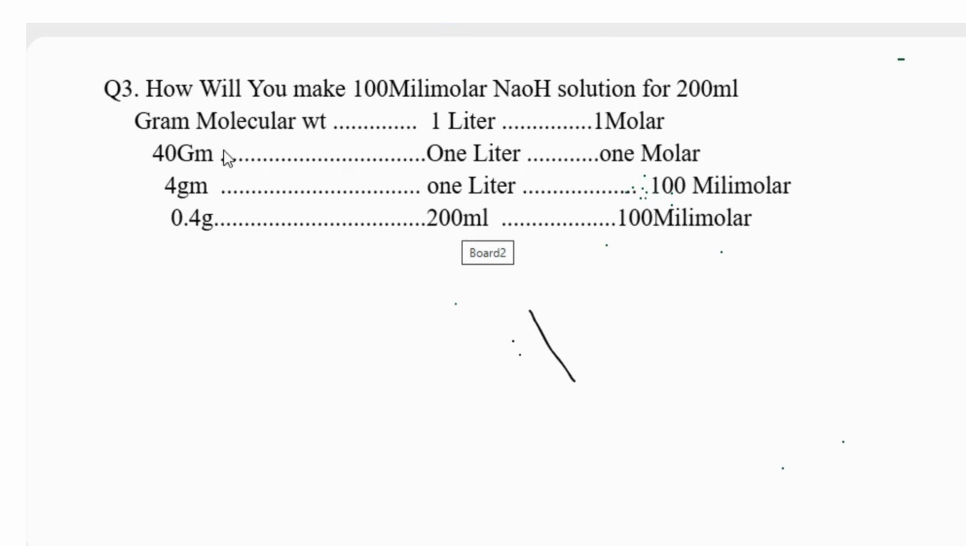So whatsoever the question, we always have to write this principal statement: gram molecular weight dissolved in 1 liter gives the 1 molar concentration. Let's say NaOH is there, then 40 gram dissolved in 1 liter will give the 1 molar concentration. In the next line, how did this 4 gram come? 4 gram dissolved in 1 liter becomes 100 millimolar. How this 4 gram? 1 molar is equal to 1000 millimolar, correct? This 100 millimolar you have to divide by this 1000, then the answer will come 0.1, correct?